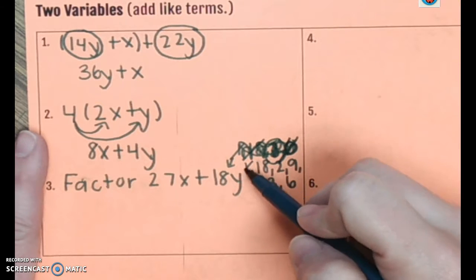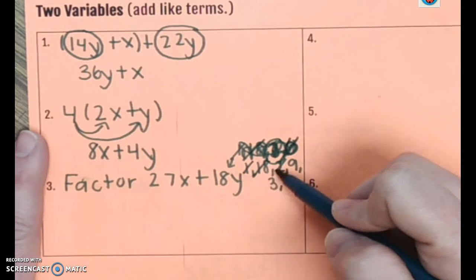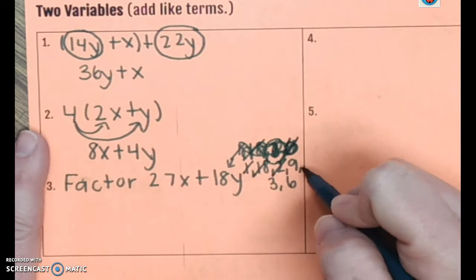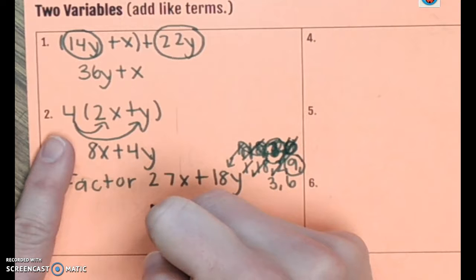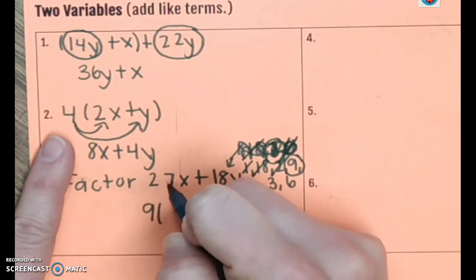So, not that one, not that one. 2 can't go into 27. 9 can go into both of those, and those are the highest number. So we're going to go with the 9. So 9 is going on the outside. 9 times 3 is 27.